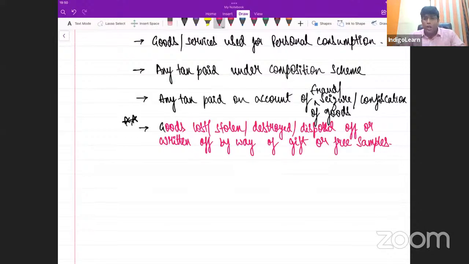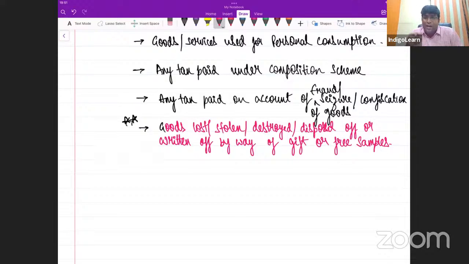Any goods which are lost. You purchase some goods, you claim credit, and after claiming credit, you lose those goods. Then law is telling whatever credit you claimed, reverse that credit. Lost, stolen. Friends, the difference between lost and stolen is simple. Lost means we missed it. Stolen means some other person has shown his talent.